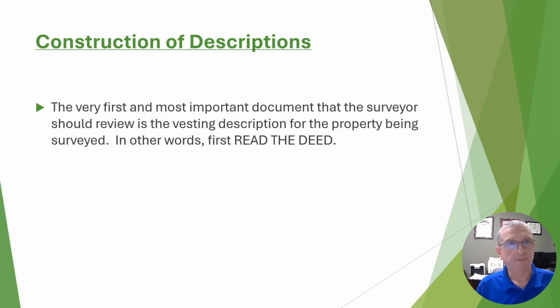There's a few steps. I had a hard time finding a place to start at first, at least in the broad topic. But the very first and most important document that the surveyor should review in the boundary analysis is the vesting description for the property being surveyed. Now, as I've said before, we don't advocate for our property versus the neighbor's property. We advocate for the boundary, wherever it may be. But our vesting description covers all of the lines that we are analyzing and defending. So we're going to start with our subject property and just read the deed.